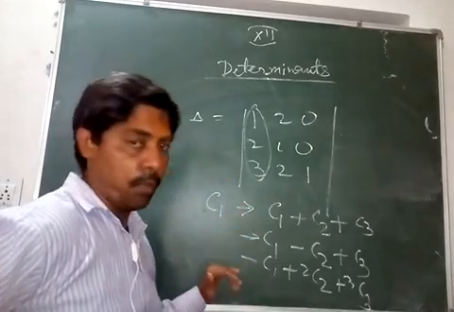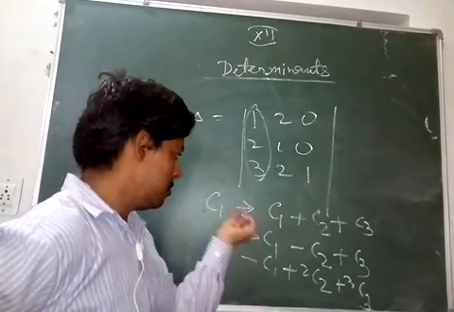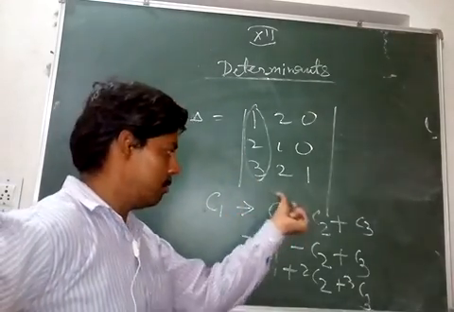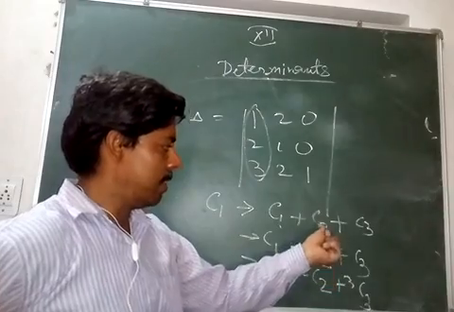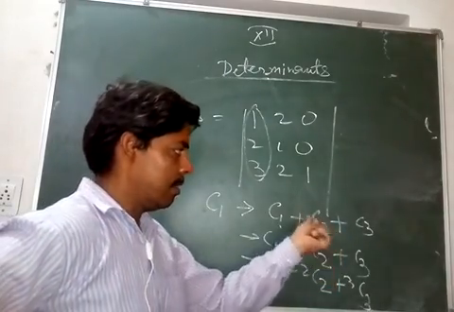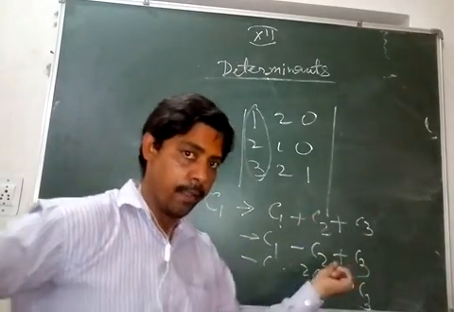This is known as column operation. So what you have to do, C1 should remain same, no number should be multiplied here, but you can multiply second column by any number and then add, third column by any number and add.